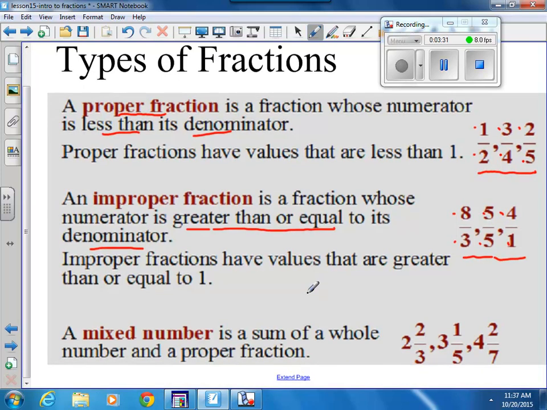And a mixed number, you see, is basically a sum of a whole number and a proper fraction. So 2 plus 2/3 can be written as 2 2/3, and 3 plus 1/5 can be written as 3 1/5. So we call that a mixed number.